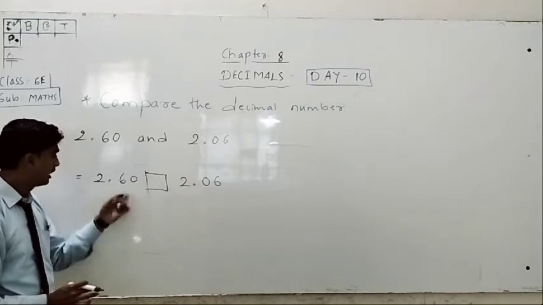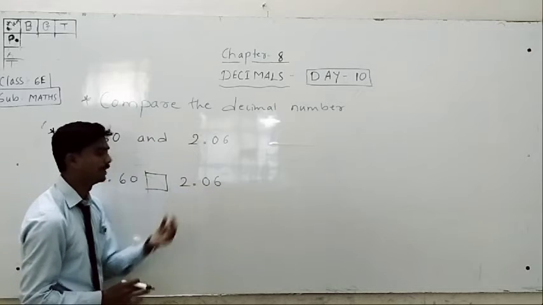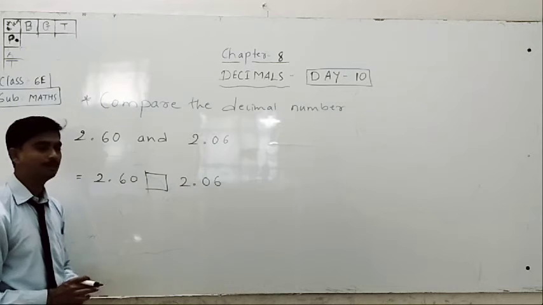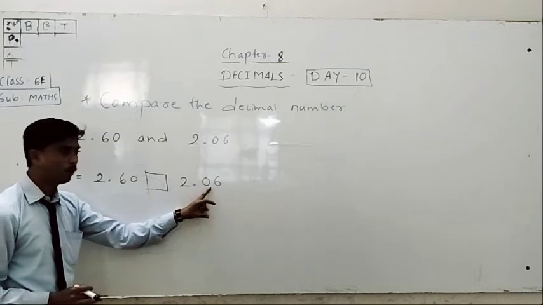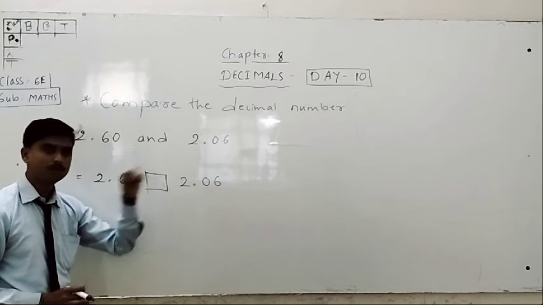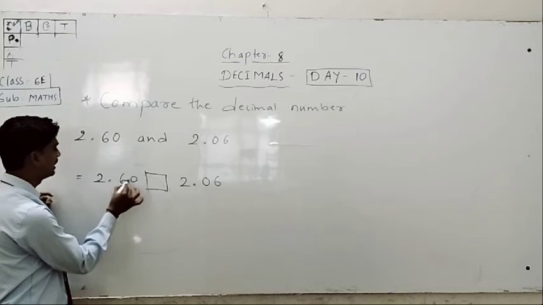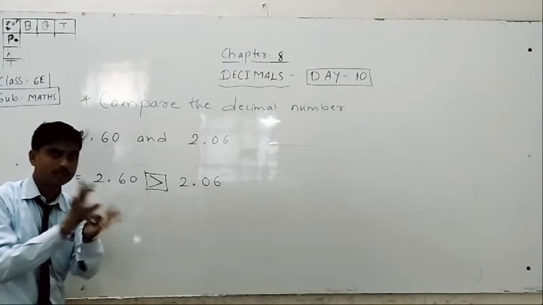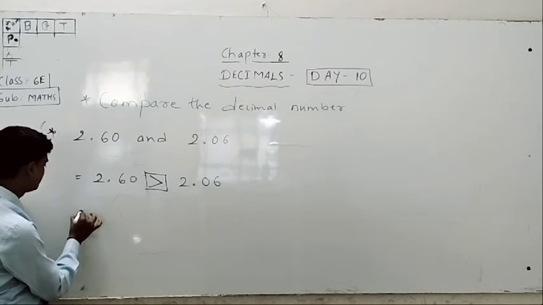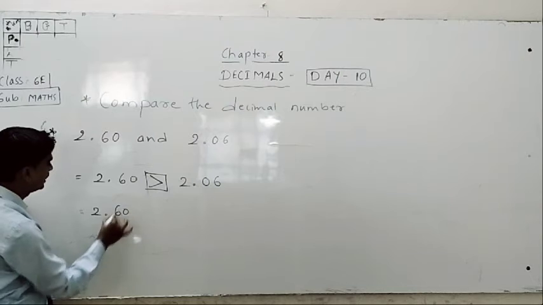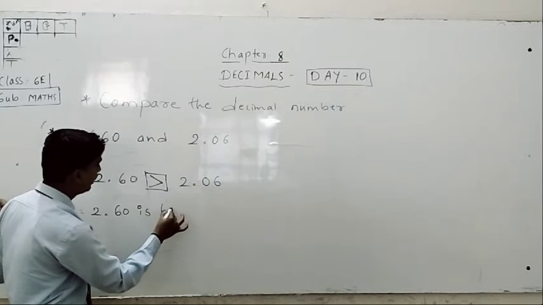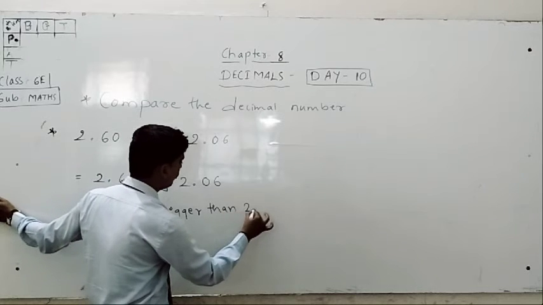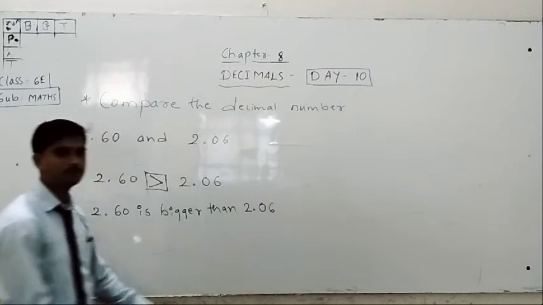Point. Is it right? Then here 6 is there, sir. Here 0 is there. Then you have to compare which is bigger. Sir, 2.60 is bigger, because of 6 and 0, 6 is bigger, 0 is smaller. Then you have to use this symbol, because where the mouth is, that is the bigger number. Then 2.60 is bigger than 2.06. This much only is the answer.